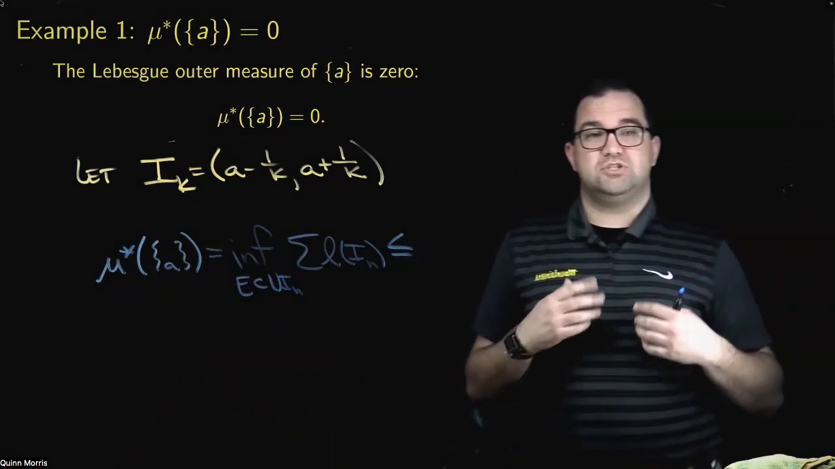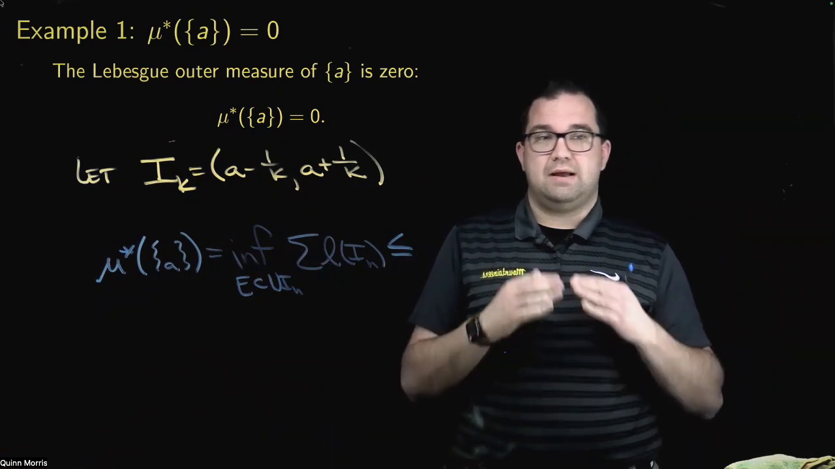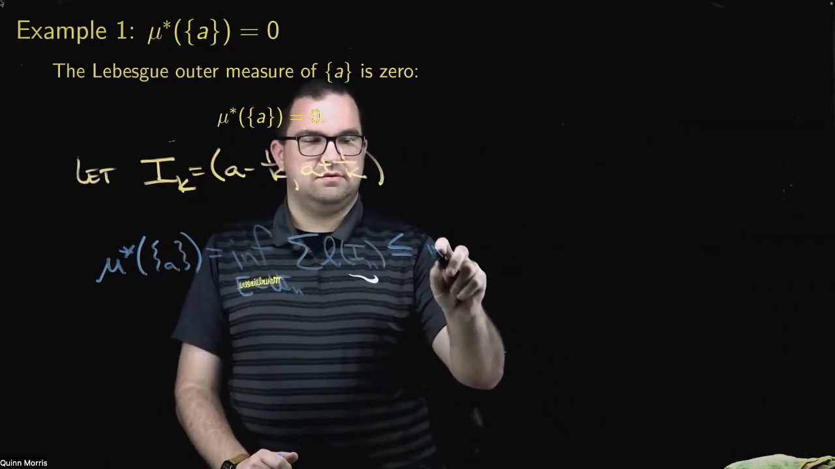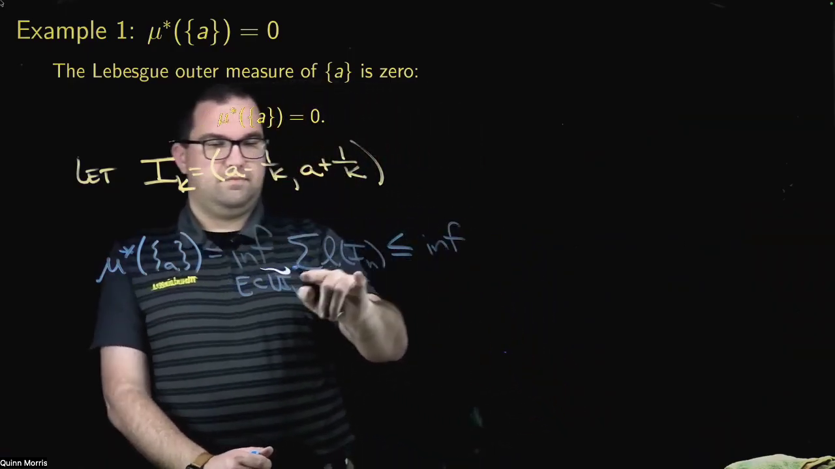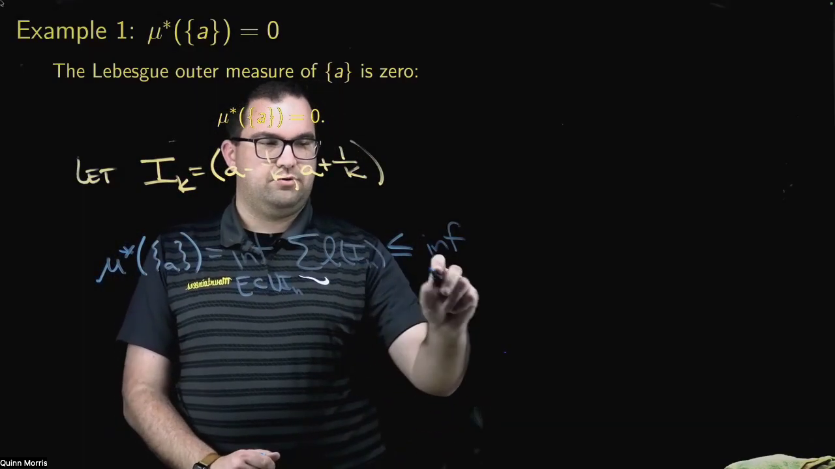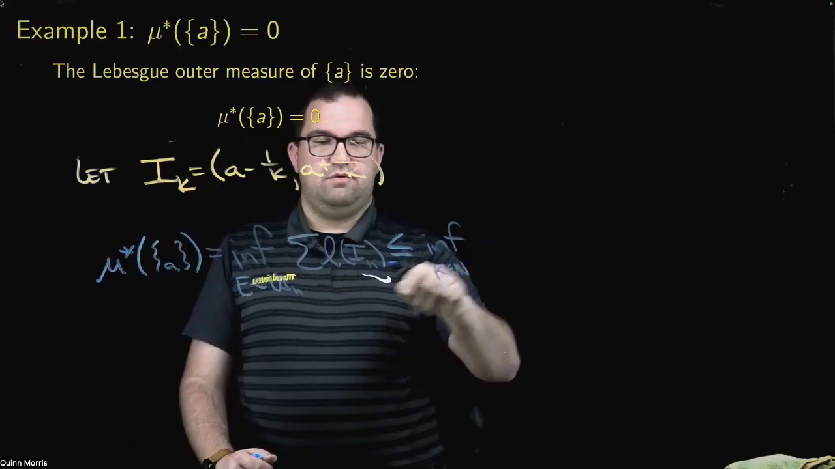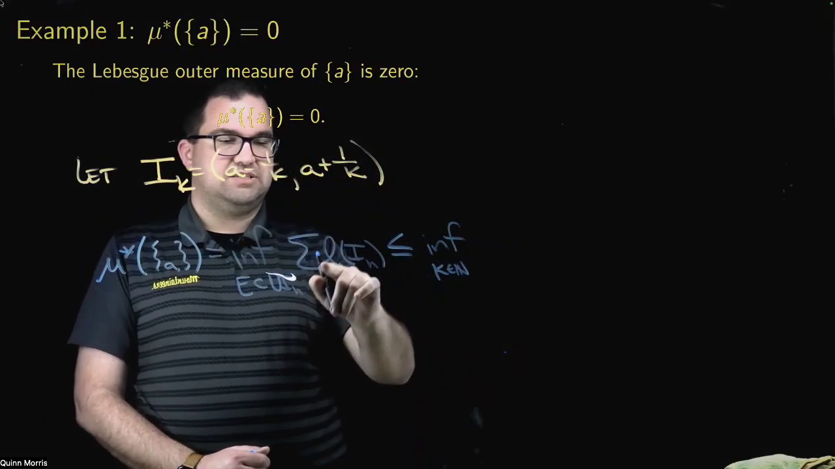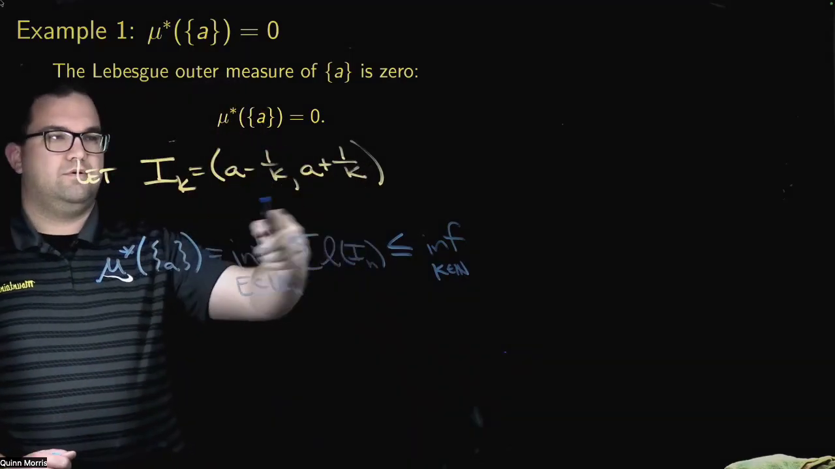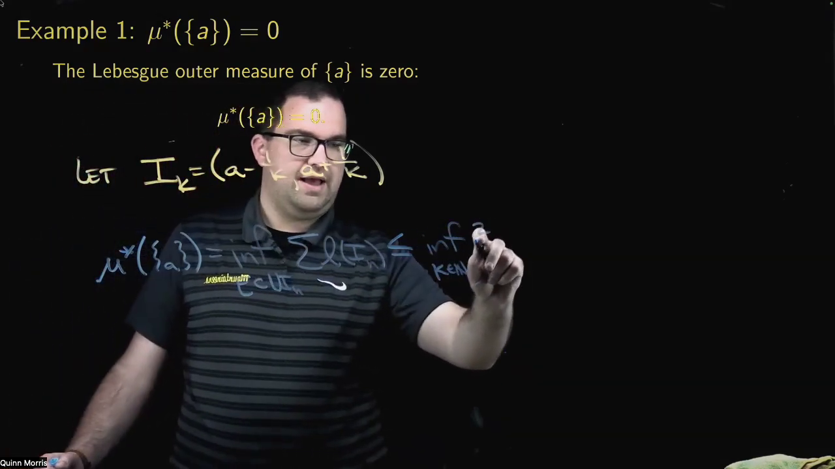When I take an infimum over a smaller set, which is some subset of this set of all open covers, that could make my infimum larger, right? So this actual Lebesgue outer measure is less than or equal to the infimum over all k of, now in this case, what is the sum of the lengths of my intervals? Well, there's only one interval in each of my open covers here, right? And the length of each of these open covers is just 2 over k.